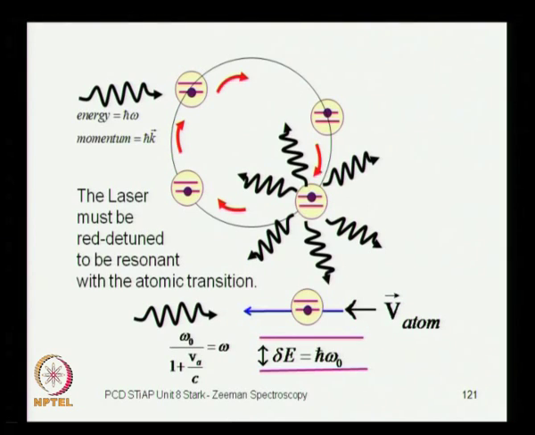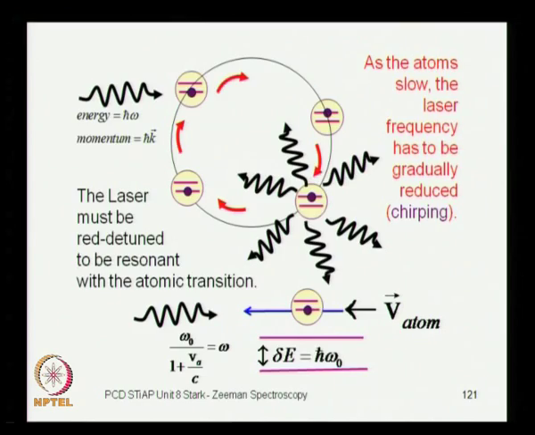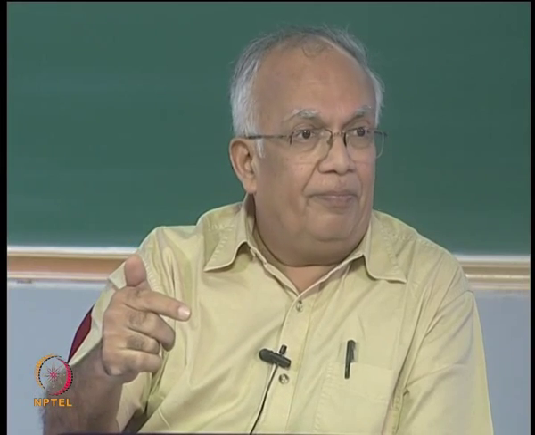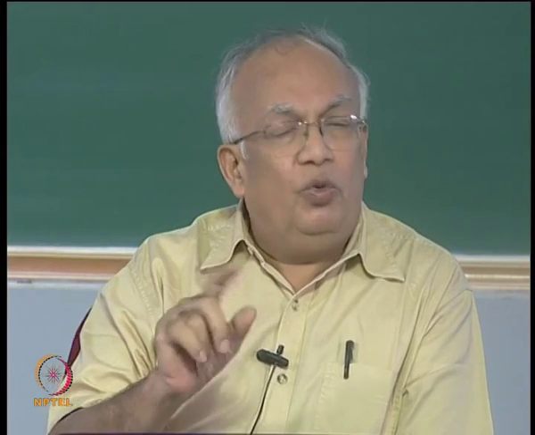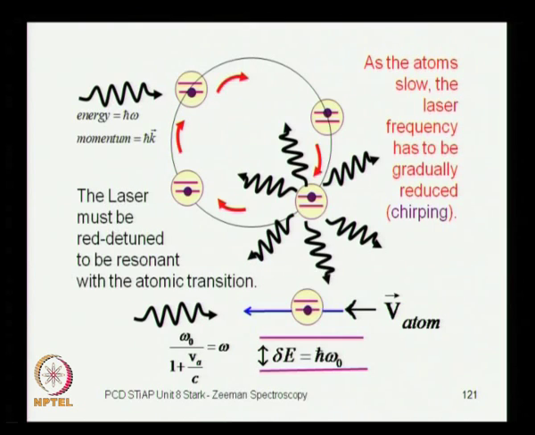So, you really need a laser which is red detuned with respect to the resonant atomic transition. But when you have a red detuning, you have done it for the initial velocity, and then the atom gets slowed. So, this red detuning has to be continuously changed, and you can do this by changing the frequency of the laser that you are using, and this is what is called chirping. So, you need to do some chirping so that you can achieve this cyclic loss of translational energy into the energy which is radiated away.